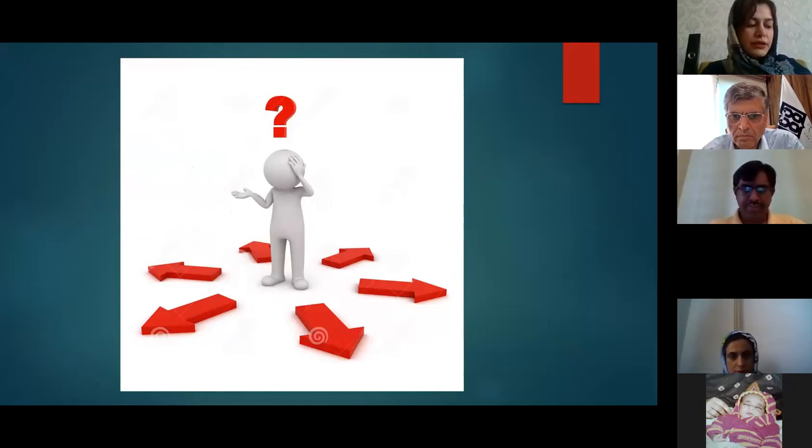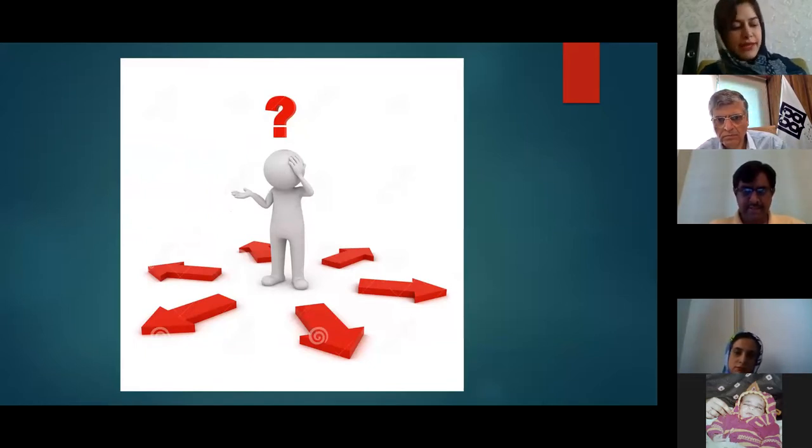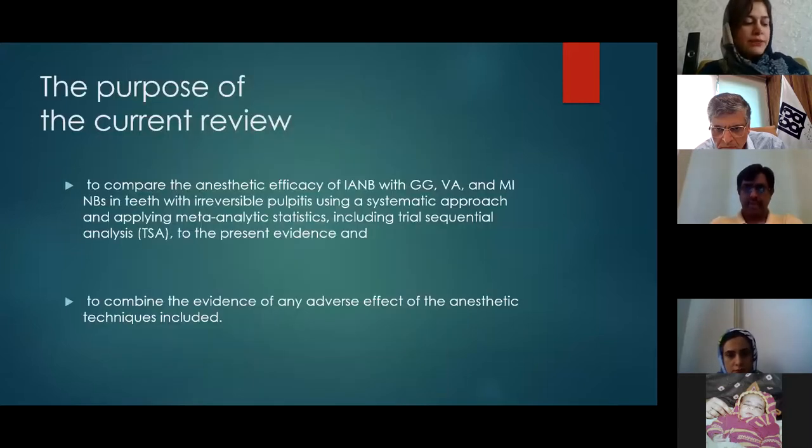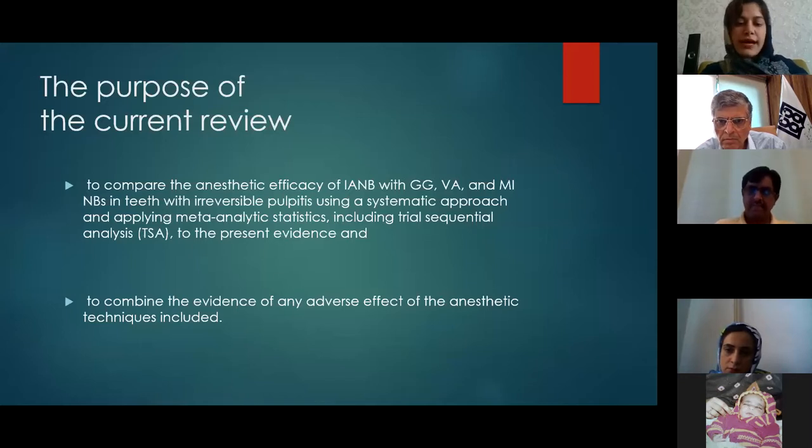As a clinician, deciding which technique is best might be ambiguous, especially when we're going to perform a root canal treatment for a patient diagnosed with irreversible pulpitis. So, the purpose of this article is to reach a conclusion on this issue. This article has two purposes. One is to compare the anesthetic efficacy of these techniques compared to inferior alveolar nerve block, and the second purpose is to combine the evidence.